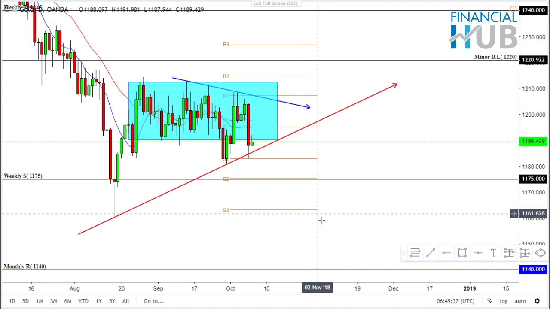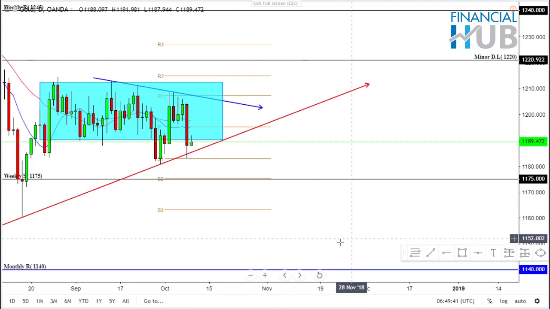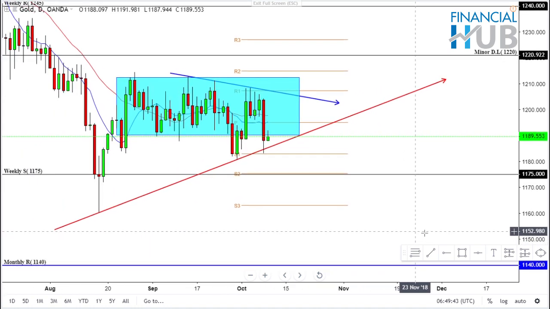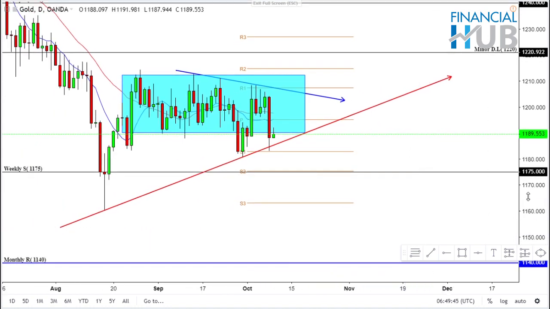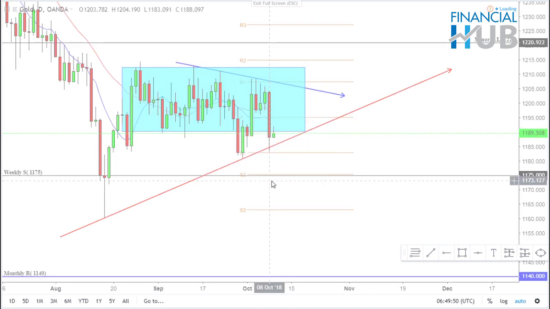But I'm more short than I'm long. I'm perhaps 80% short, 20% long. So I'm looking for short plays on gold to go lower. And if I go down to the 4-hour time frame, yeah, this is the 4-hour time frame.